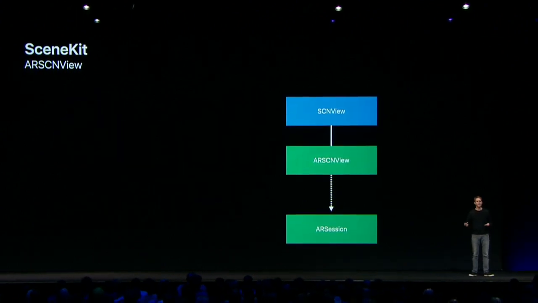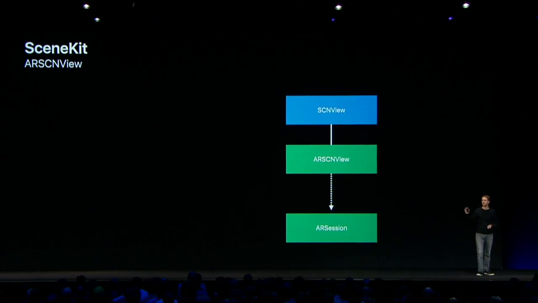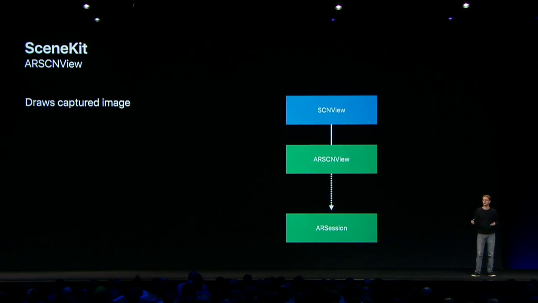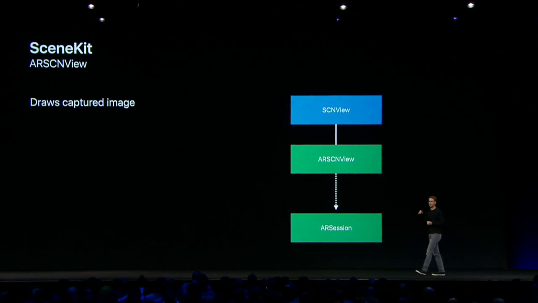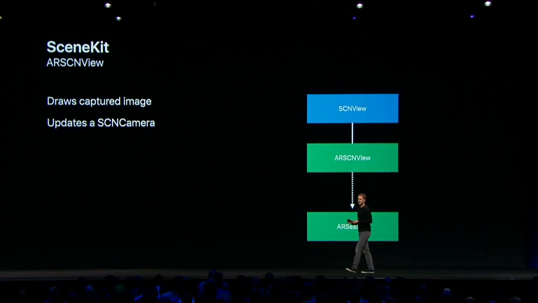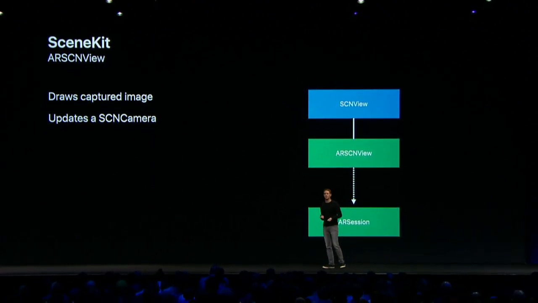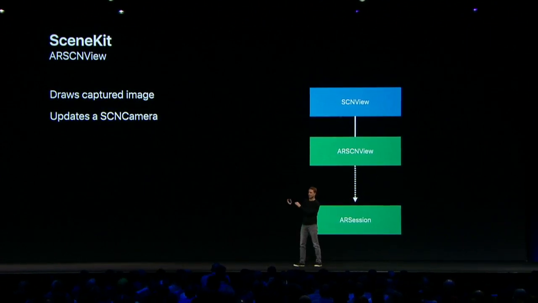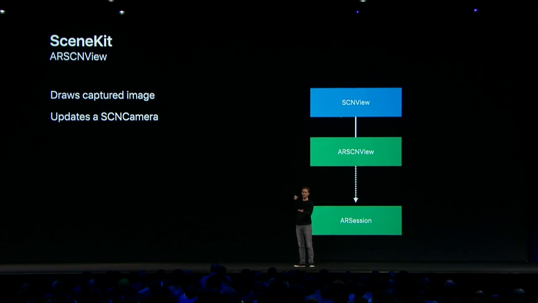For SceneKit, we're providing an ARSCNView, which is a subclass of an SCNView. It contains an AR session that it uses to update its rendering. So this includes drawing the camera image in the background, taking into account the rotation of the device, as well as any viewport changes. Next, it updates an SCNCamera based on the tracking transforms that we provide in an ARCamera. So your scene stays intact, and ARKit simply controls an SCNCamera by moving it around the scene, the way you move around your device in the real world.